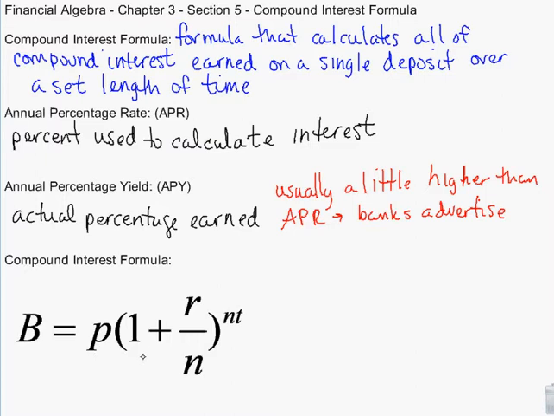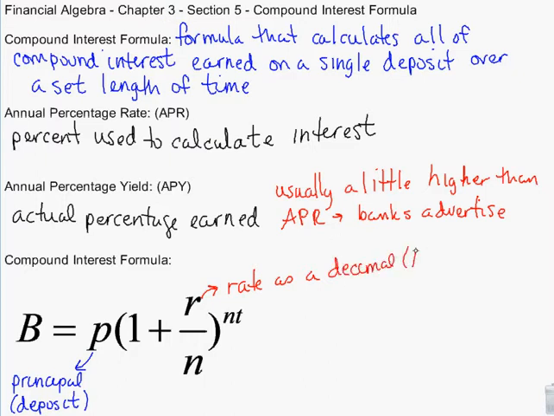Okay, so for the compound interest formula, P is the principal. Okay, so that's the deposit. R is the interest rate as a decimal, not as a percentage. And it's the APR, not the APY.